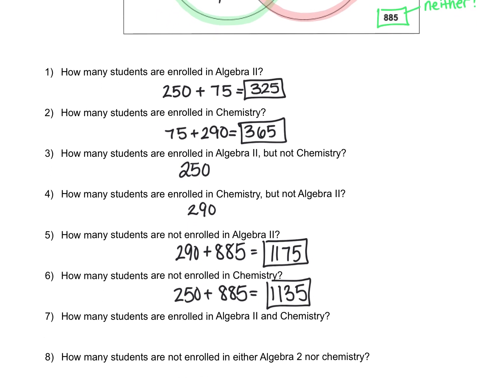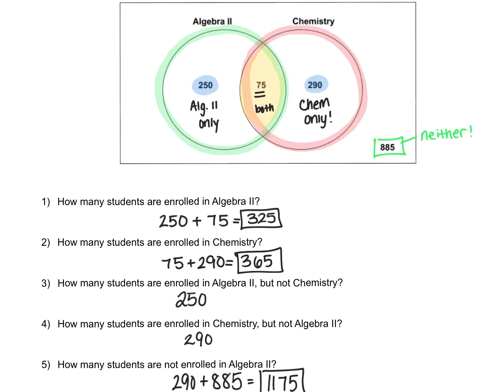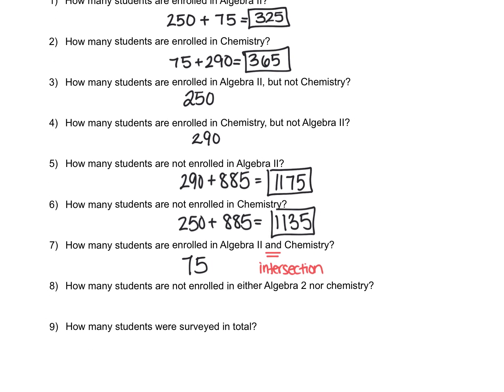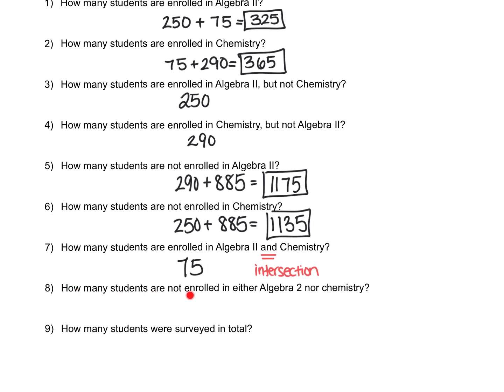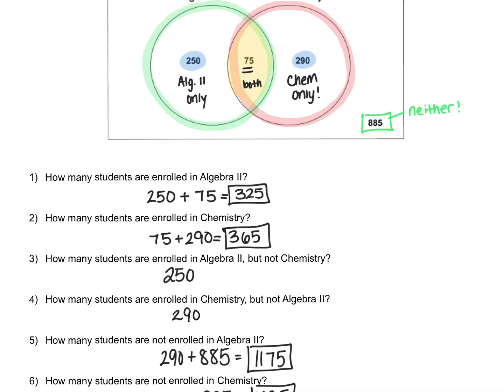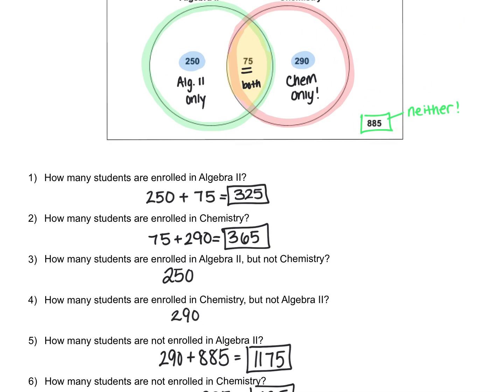And then number 7, how many students are enrolled in Algebra 2 and chemistry? This, my friends, is the intersection. And the intersection of these two sets was 75. So I'll show you up here. Both chemistry and Algebra 2, that's the intersection, so 75. And then how many students are not enrolled in either Algebra 2 or chemistry? So who's not involved in anything? I think we answered that before, it would be this 885.